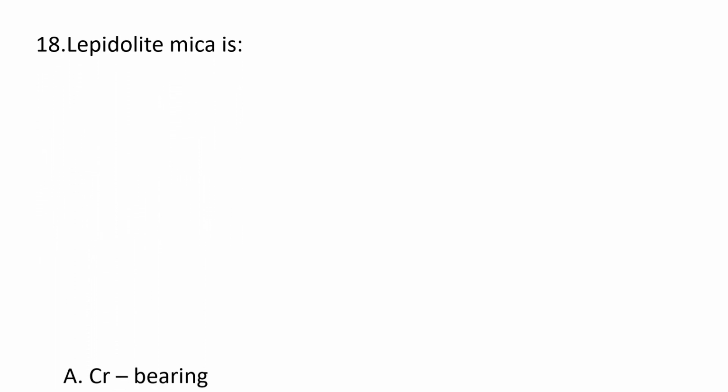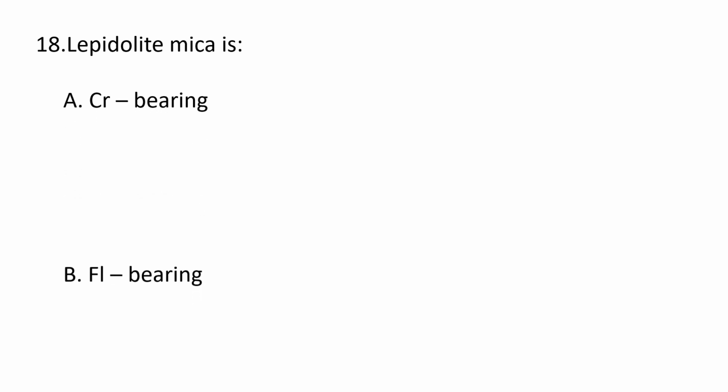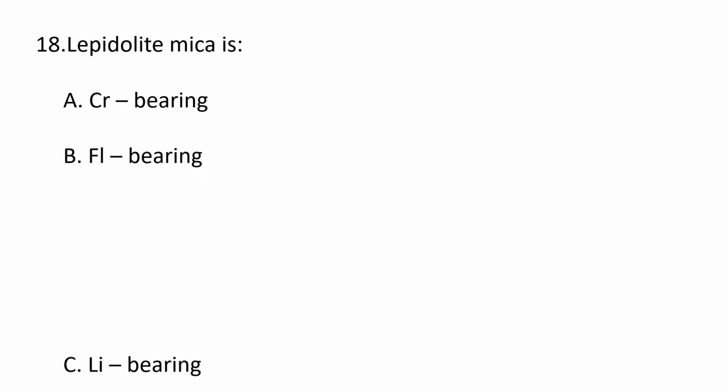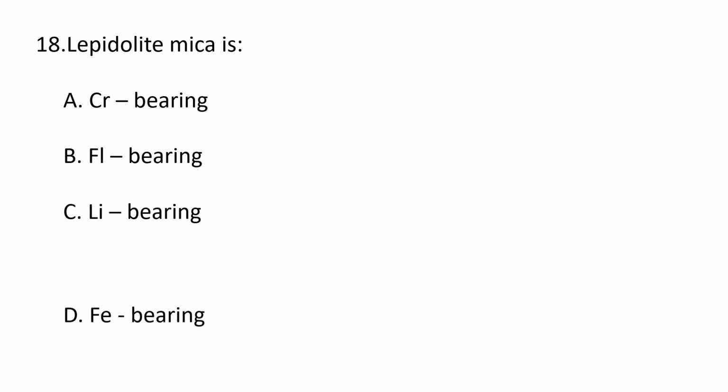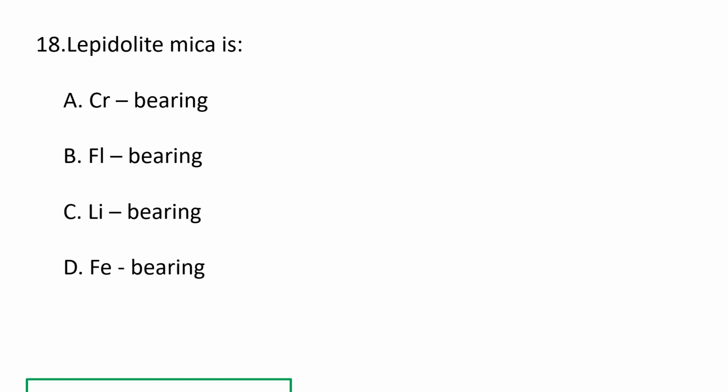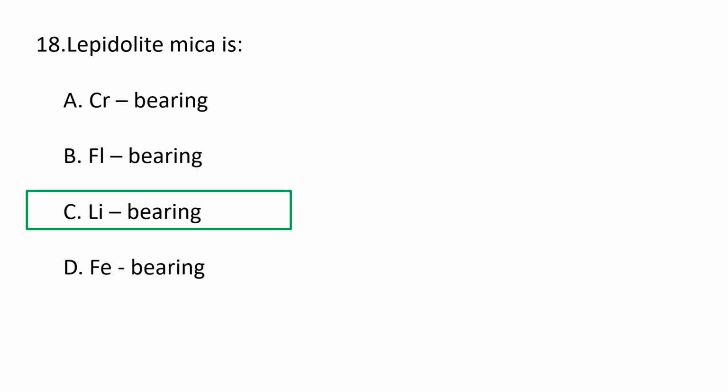Next question. Lepidolite mica is A. Chromium bearing, B. Fluorine bearing, C. Lithium bearing, and D. Iron bearing. So lepidolite mica is lithium bearing. Lepidolite is a lilac, grey, or rose colored member of the mica group of minerals. It is the most abundant lithium bearing mineral and is a secondary source of this metal, and it is the major source of the alkali metal rubidium.